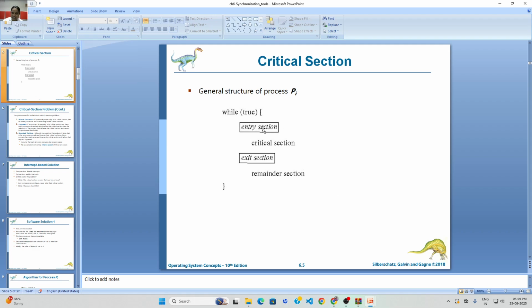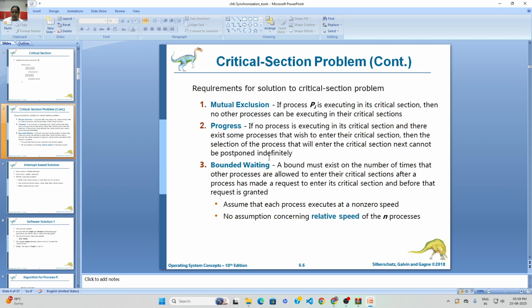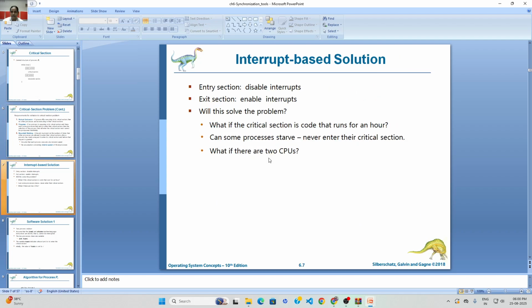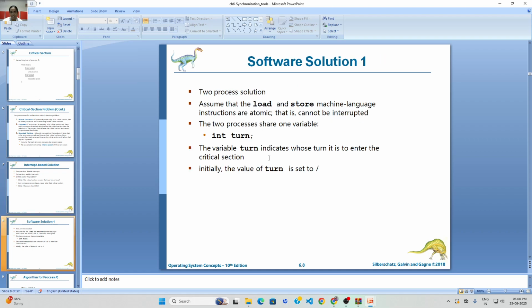While one process enters the critical section, the remaining processes need to wait until the critical section process exits. The critical section problem requirements are mutual exclusion, progress, bounded waiting, and interrupt-based solutions. To solve this with interrupts, you need to fix the entry section as well as the exit section.